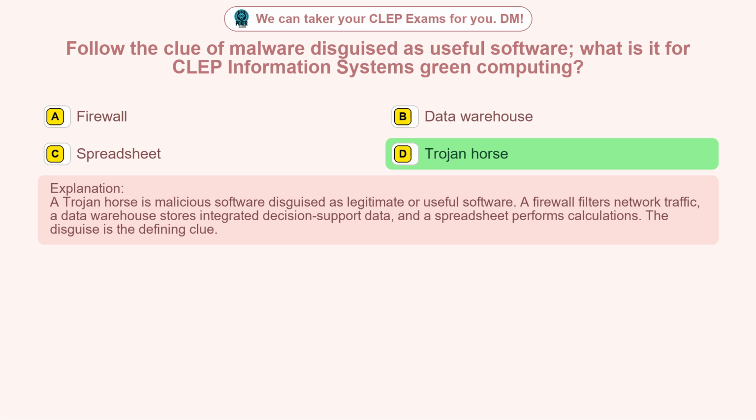A firewall filters network traffic, a data warehouse stores integrated decision support data, and a spreadsheet performs calculations. The disguise is the defining clue.